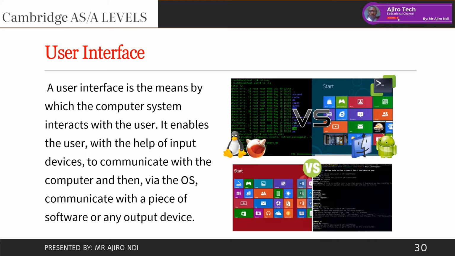So you're interacting with the help of what? Input. You're communicating with the computer via the operating system. You're also communicating with a piece of software or any output device. Now, a good user interface is one that allows you to perform these communications without encountering any problem.